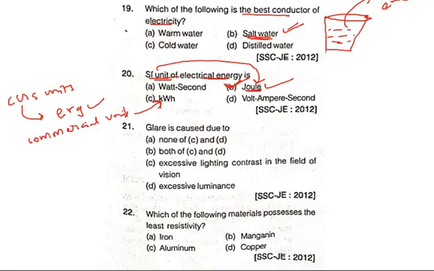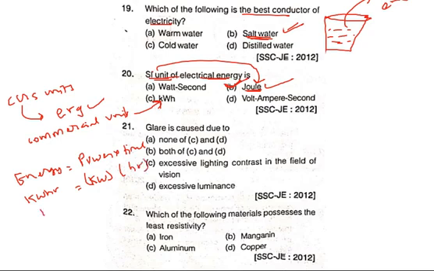What is kilowatt hour? Energy equals power into time. Energy here is in kilowatt hour, power has the unit kilowatts, and time we choose as hour. Okay, so simplify this, what will you get? 1 kilowatt equals 1000 watts and 1 hour equals 3600 seconds.